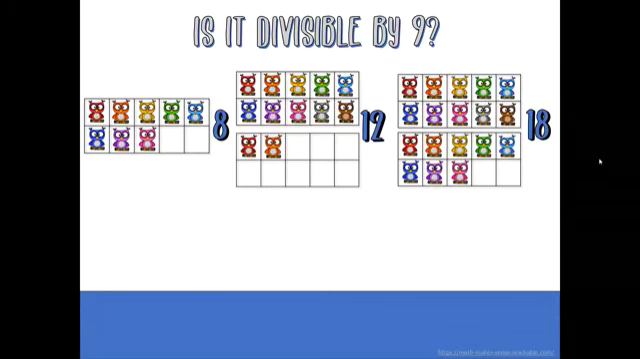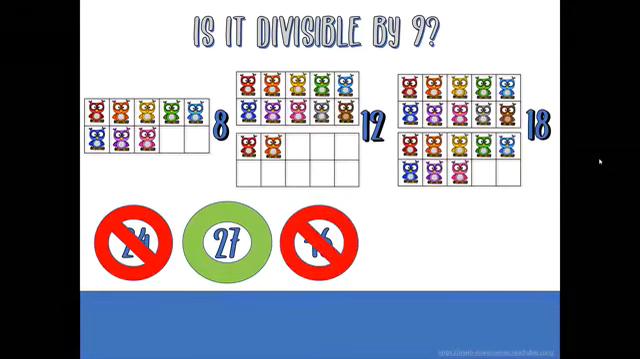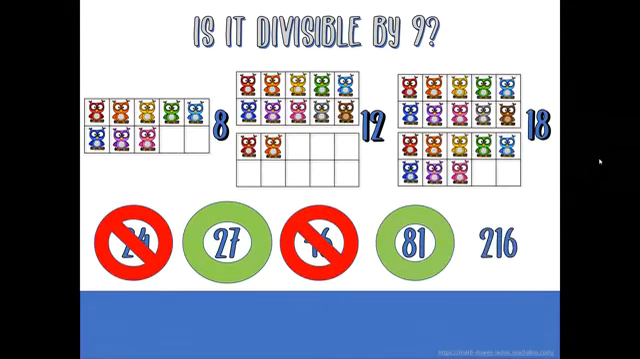Okay, so the only number here that's divisible by 9 is 18. Let's look at what we know about smaller numbers. 24 is not divisible by 9. 27 is. 46 is not. 81 is. And then 216 is our question. Okay, so what's going on with these numbers here?